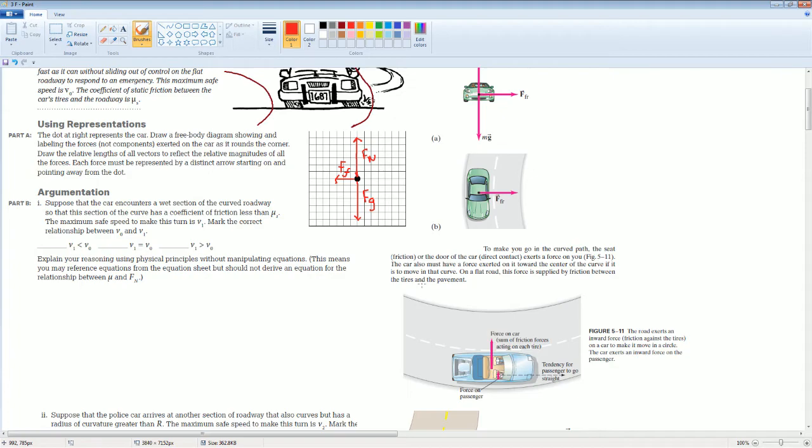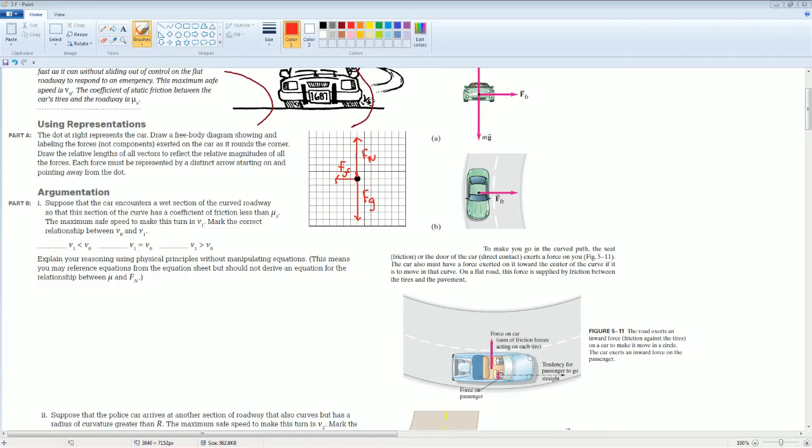All right, so part B. Suppose that the car encounters a wet section of the roadway, so that the section of the curve has a coefficient of friction less than the mu s above. What happens here? You are going to mark the maximum safe speed that the car needs to make this turn.